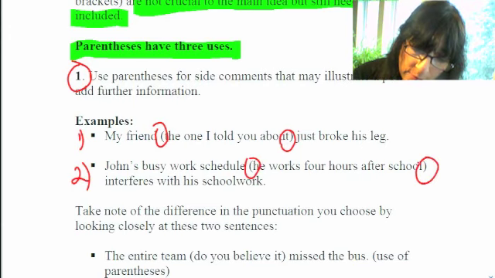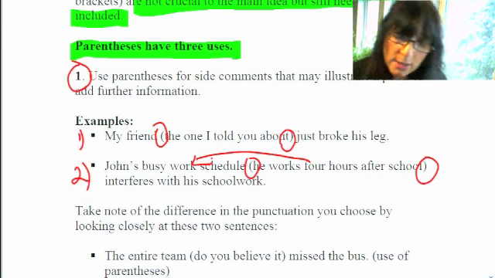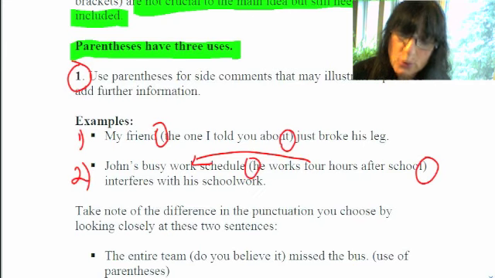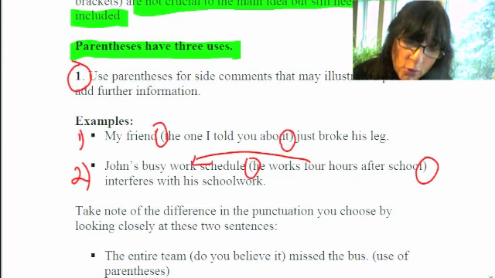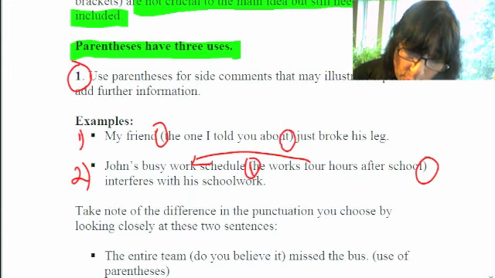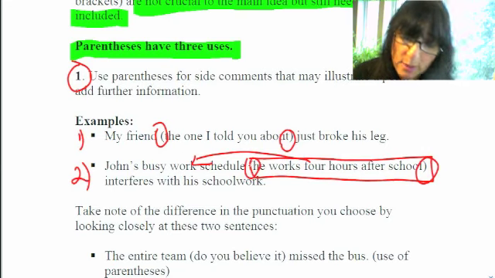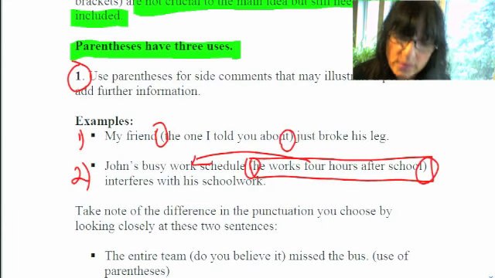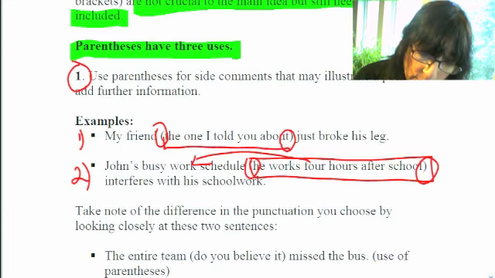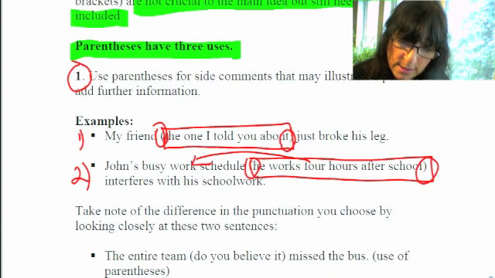In the second example, John's busy work schedule (he works 4 hours after school) interferes with his schoolwork. You've got the parentheses because it's added information about John, telling me how busy his schedule is. But it's not crucial, you're just giving me further information. And I want you to also note that if you were to omit the words inside the brackets, your sentence would still make sense. John's busy work schedule interferes with his schoolwork. Or in this one, if you leave out the words within brackets, my friend just broke his leg.